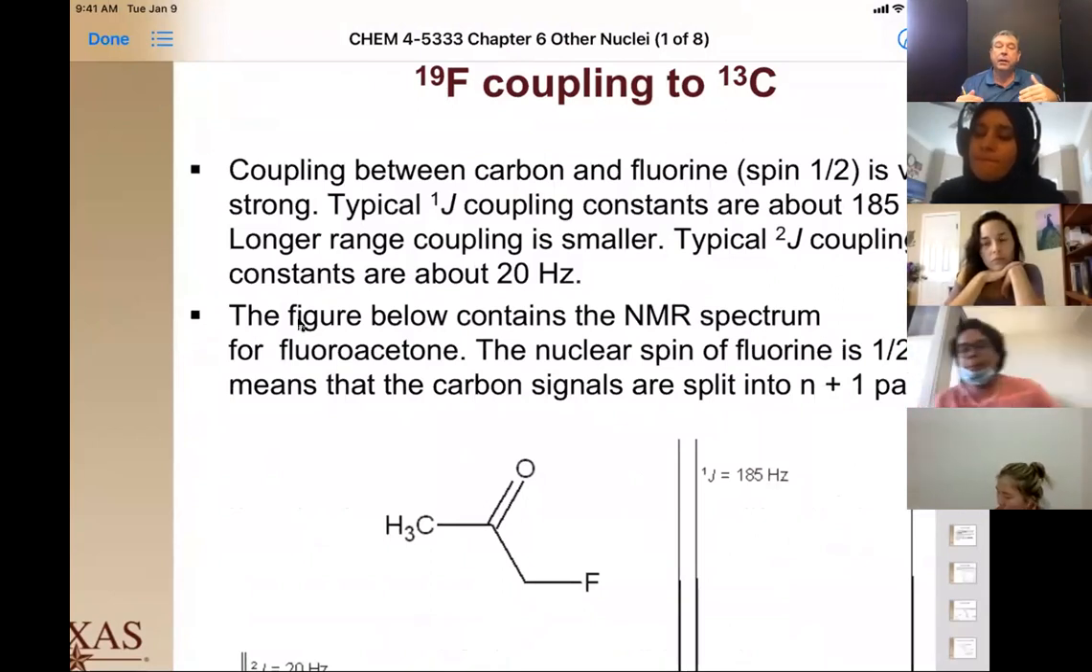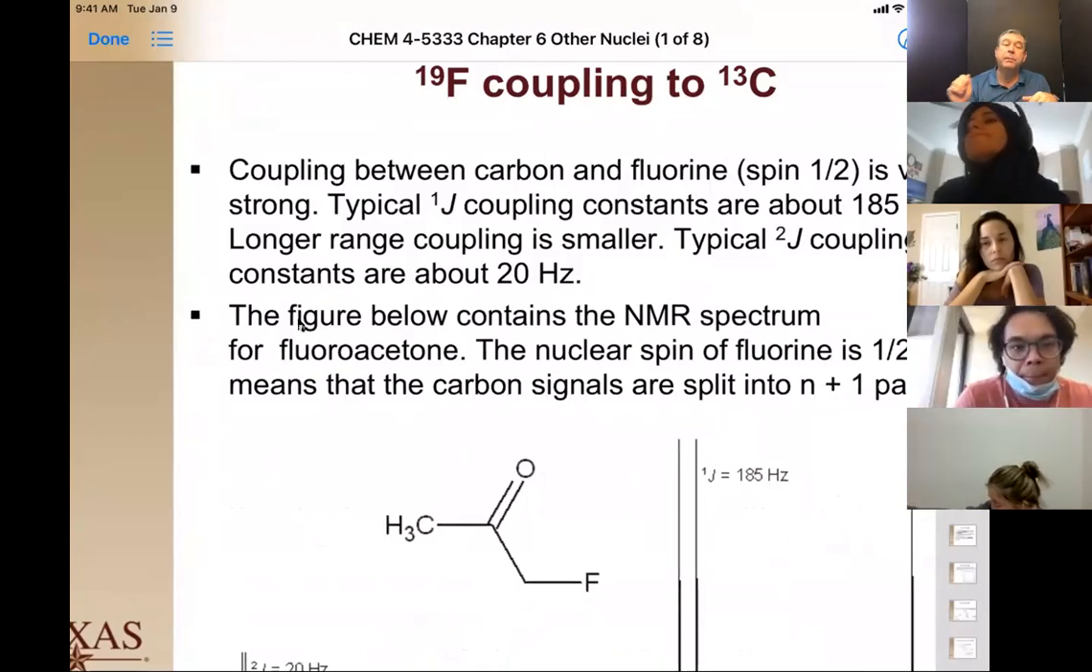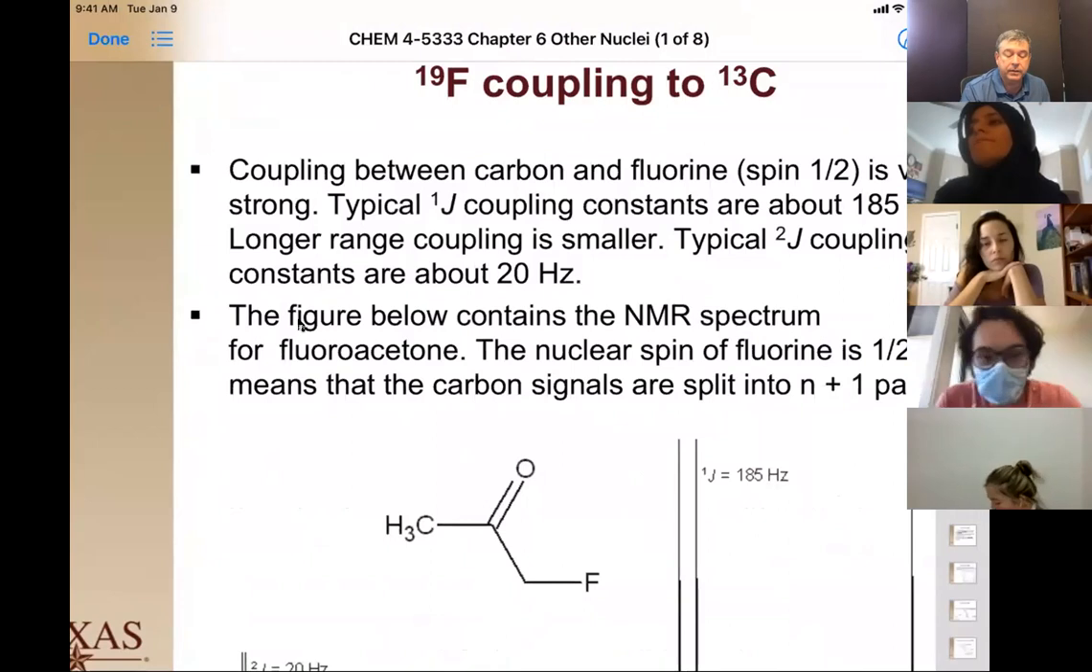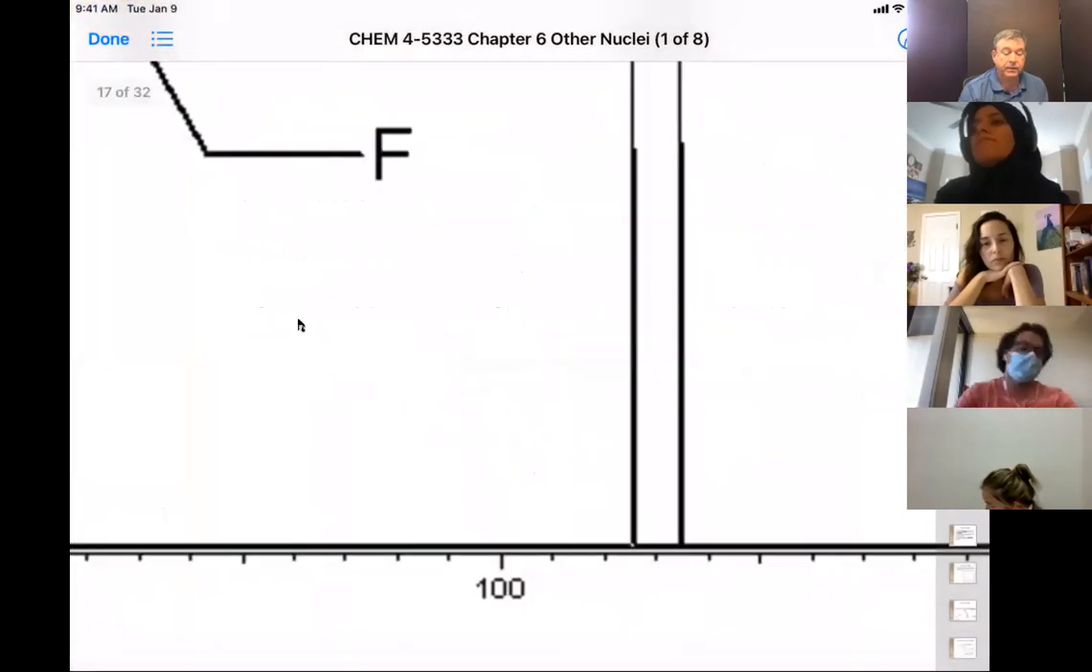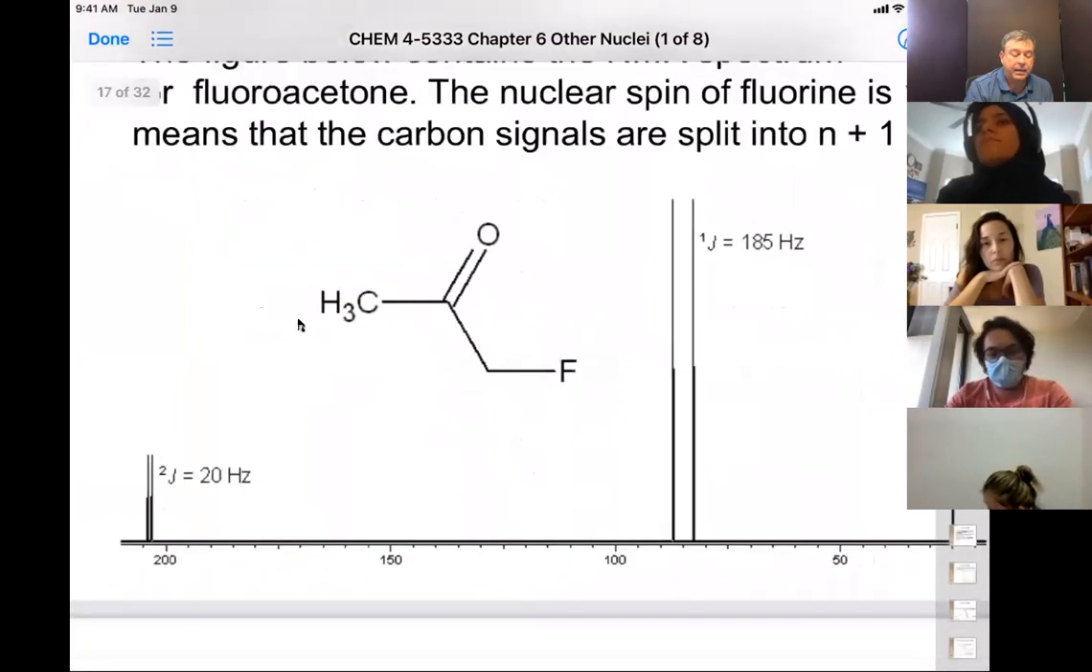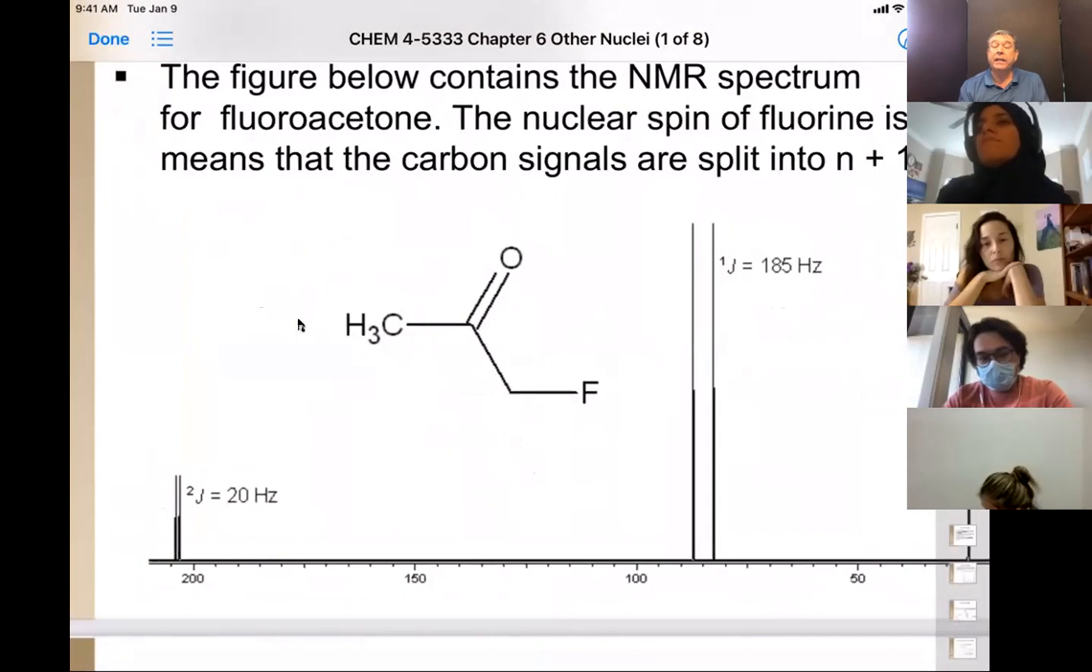Once you get to two bond coupling, it gets a little lower. So that means a fluorine bonded directly to a carbon can have a coupling constant which means it'll split that by about 185 hertz. And if we look at that on the ppm scale here, it actually turns out to be quite significant. It's almost 10 ppm difference between them right here. And this is another way to tell if the fluorine is bound directly to your carbon or not, because the fluorine is splitting the carbon NMR.